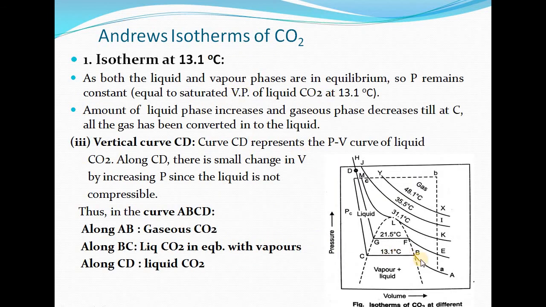Now, during the transition from B to C, what is happening? We have both the liquid and vapor phases in equilibrium, so the total pressure remains the same. As we move from B to C, the amount of liquid phase increases whereas the amount of gaseous phase decreases, till on reaching point C, the whole of the gas is converted into the liquid form.